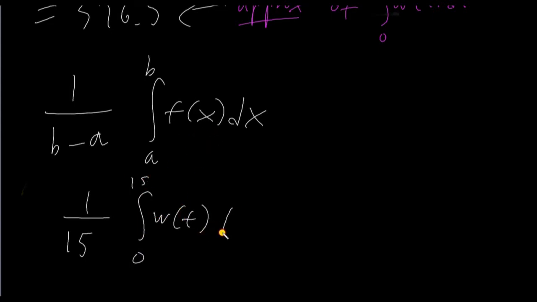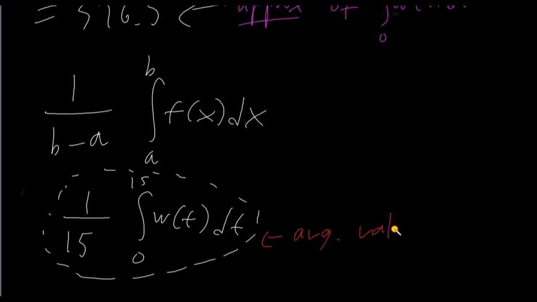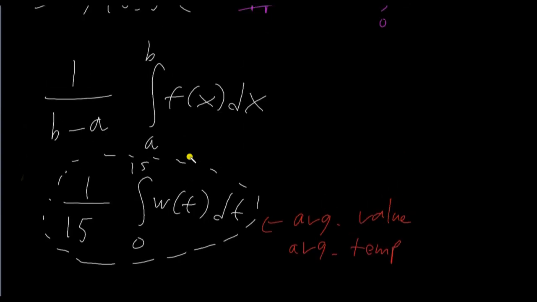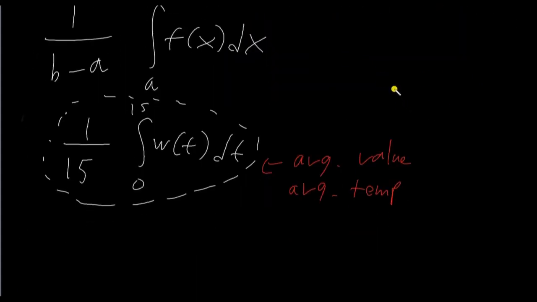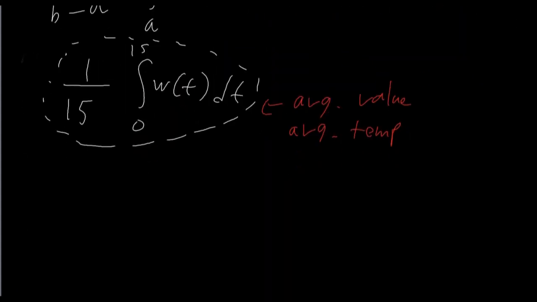w of t. Right? This is the average value, or the average temperature on 0 to 15. And then how do we figure out what this integral is? Well, remember up here, we got an approximation for the integral. This 376.5 is the approximation of the integral from 0 to 15. So I can plug that in here, and then that'll get me 1 over 15 times 376.5.